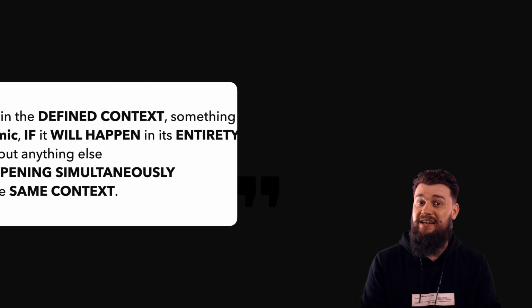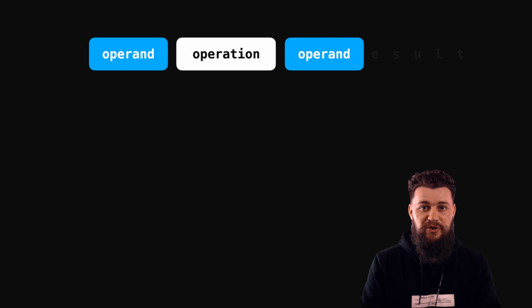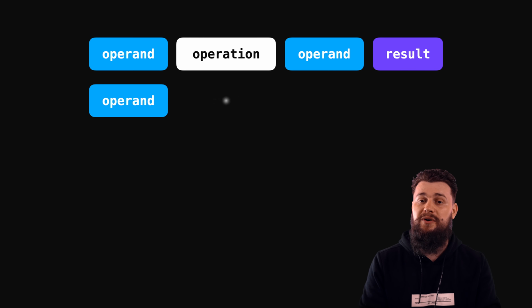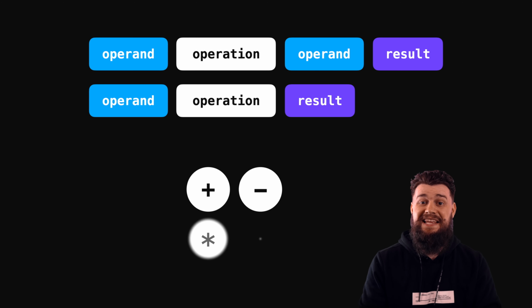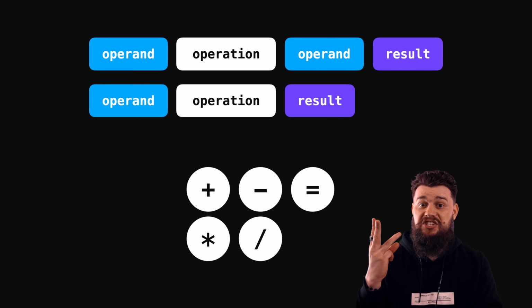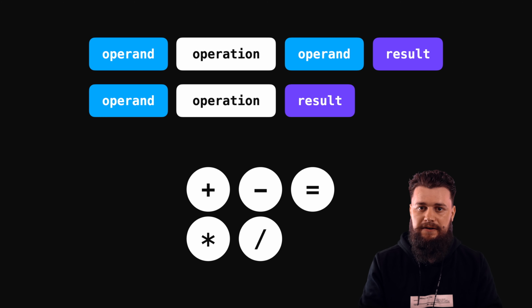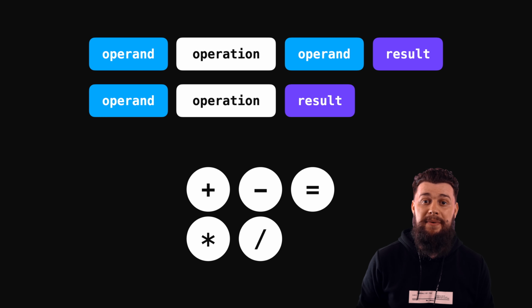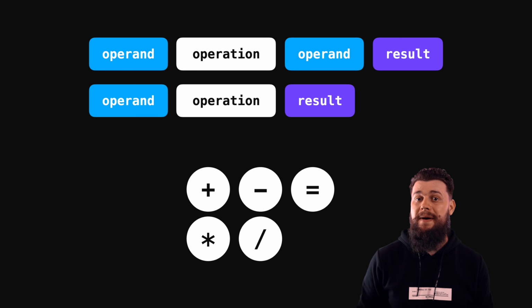The simplest example of atomicity is probably the operations which you are using in Go or pretty much any other language. Operations like plus, minus, multiplication, division, equal, and all that stuff. So these are the perfect examples of atomic operations, and no matter if you execute code concurrently or not, these operations will always execute atomically.